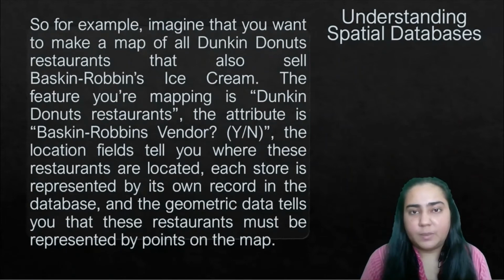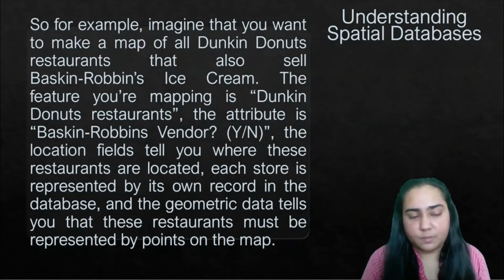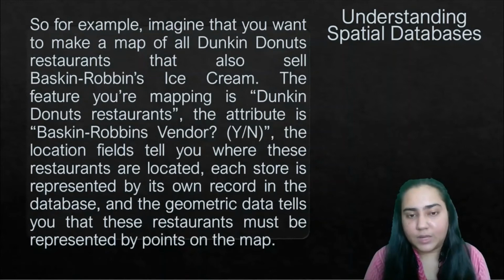So for example, imagine that you want to make a map of all Dunkin' Donuts restaurants that also sell Baskin-Robbins ice cream. Okay, two things: Dunkin' Donuts restaurants that sell Baskin-Robbins ice cream. The feature that you're trying to map here is Dunkin' Donuts restaurants, and the attribute here is Baskin-Robbins vendor, which would be a yes or no attribute, just like we saw in the first table, which had a snow attribute of yes or no type. The location fields tell you where these restaurants are located.